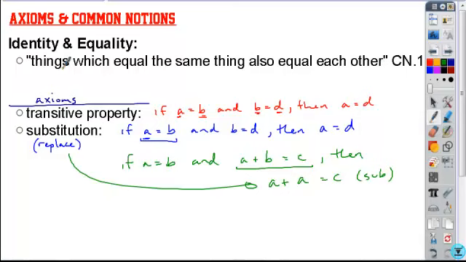Right? As we start to introduce proofs, we're going to begin with algebraic proofs, and I'll try to point out when to use transitive or substitution. But again, the rule is anytime you can use transitive property, you can justify that as substitution. However, the opposite's not true. Substitution can sometimes be used without transitive property applying.